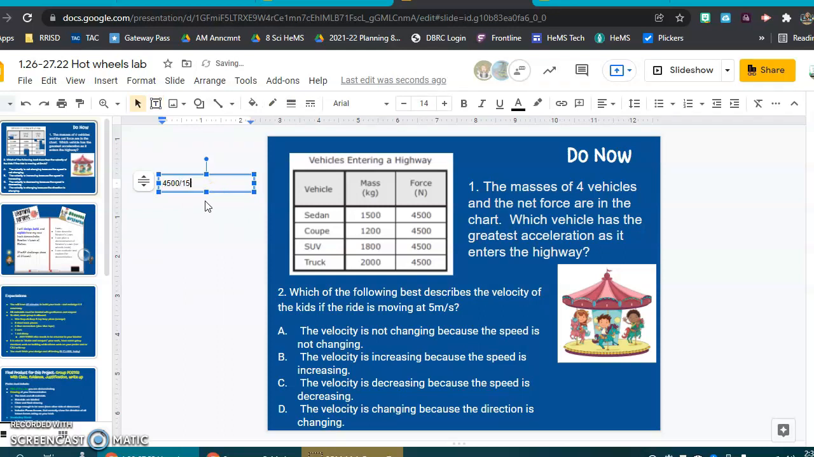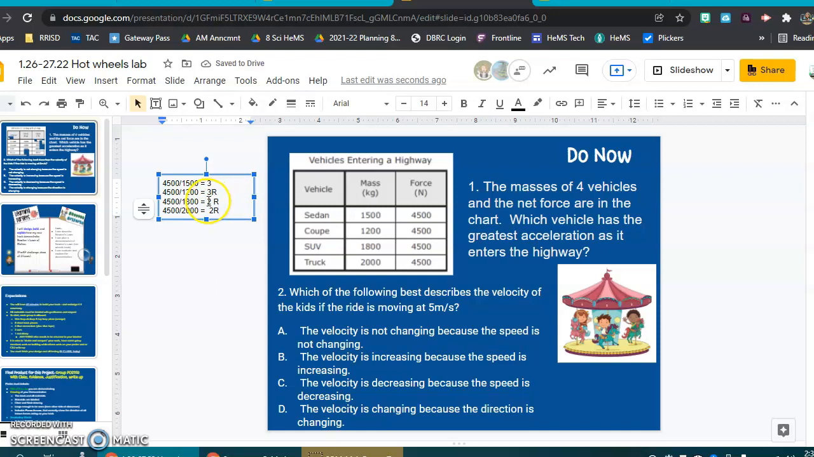and we'll say 4,500 divided by 1,500. That's equal to 3. The next one is 4,500 divided by 1,200, and that's equal to 3, but there's going to be a remainder. Then I'm going to have 4,500 divided by 1,800. That's going to give me 2 and a remainder. And then 4,500 divided by 2,000, that's also going to be 2 with a remainder.